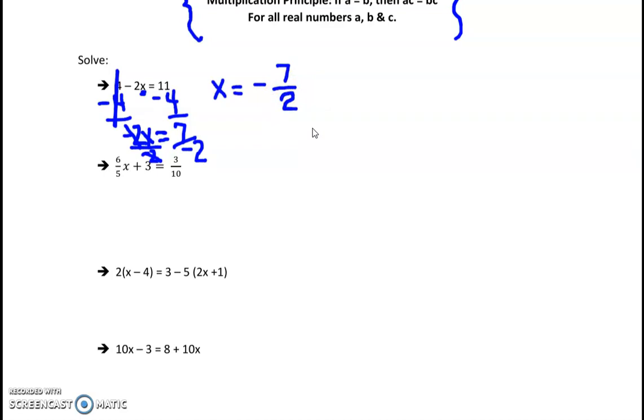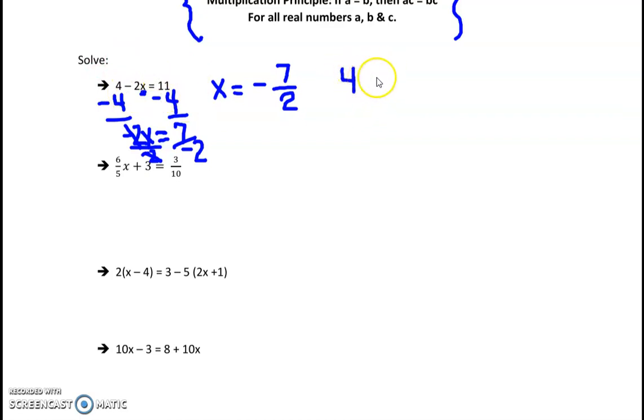Now, I would suggest you get in the habit right now of always checking your answer. I'm going to erase that line so I can see the original problem a little bit easier. Always check your answer, and the way you do that is checking to make sure it's a solution. And our definition of solution from a few lessons ago was that it makes the equation true. So if we replace the x with negative 7/2, and this is true, then we know that we have the correct solution.